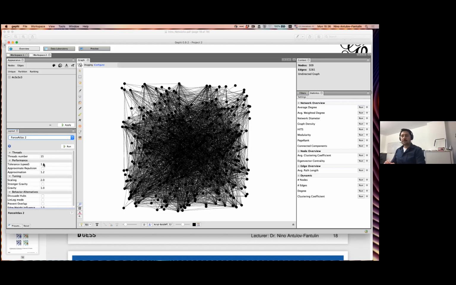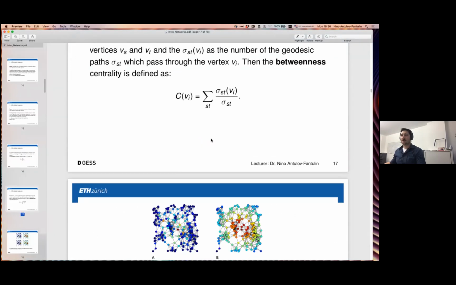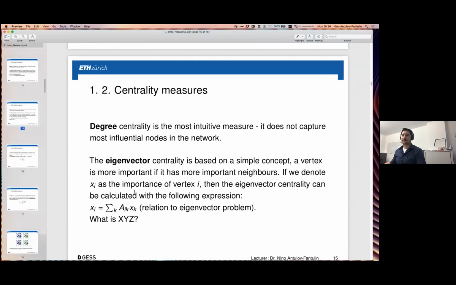I'm not sure you have already answered the question. Which one? It should be eigenvector centrality and betweenness centrality, right? Yes, I think I did answer it, but let me confirm one more time. Yes, this is the eigenvector centrality that we were speaking about. That was the one connected to the recursive definition of importance.